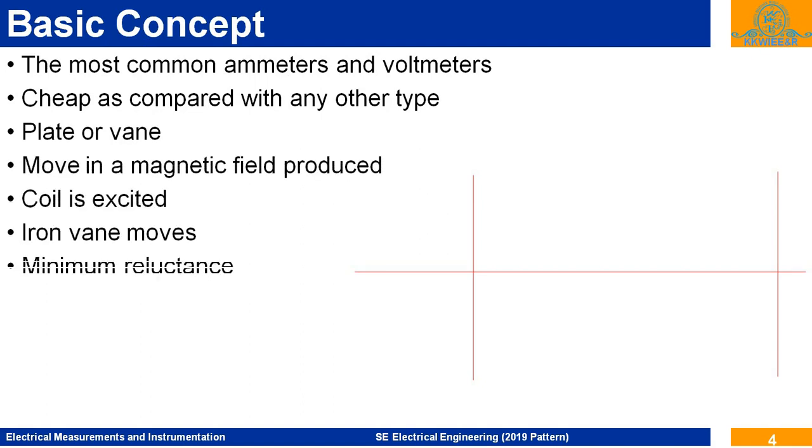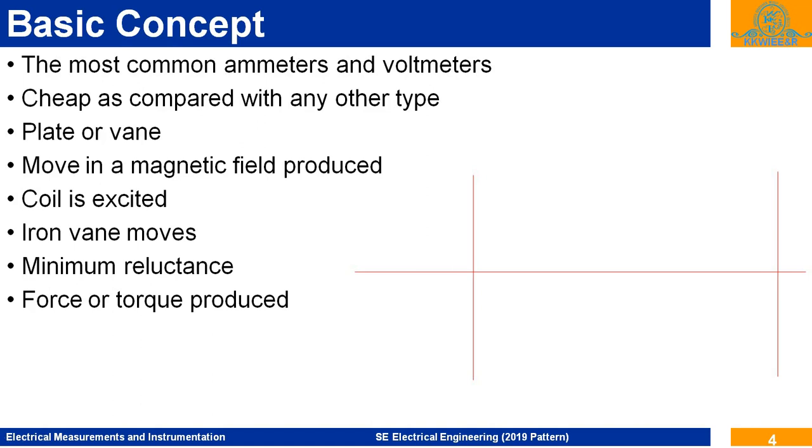So we'll start with the basics of MI instrument, the basic concept. In this instrument, these are used most commonly for ammeters and voltmeters, for current or voltage measurement purpose for both AC and DC. These instruments are cheap as compared to the other types of instruments.